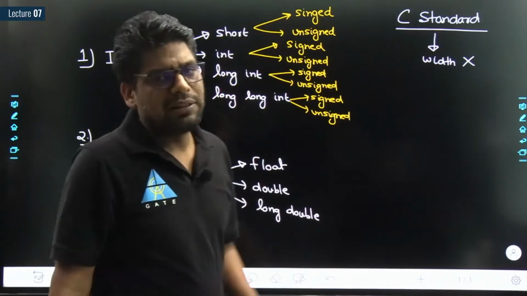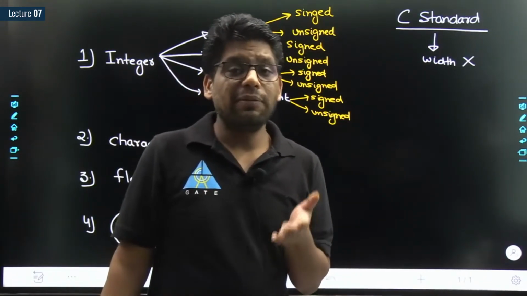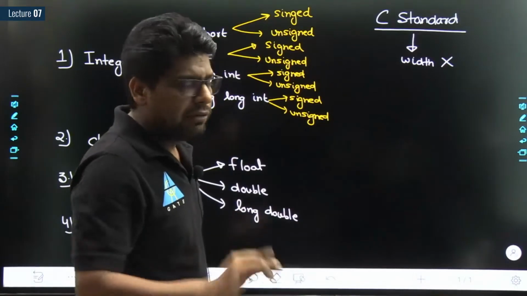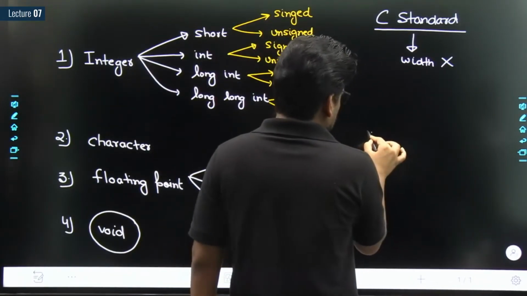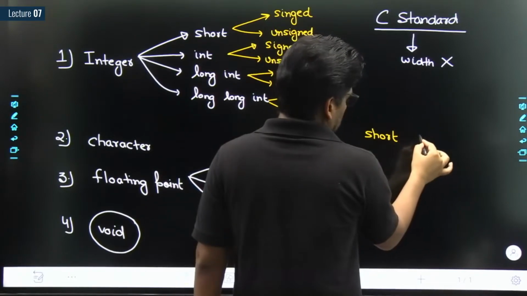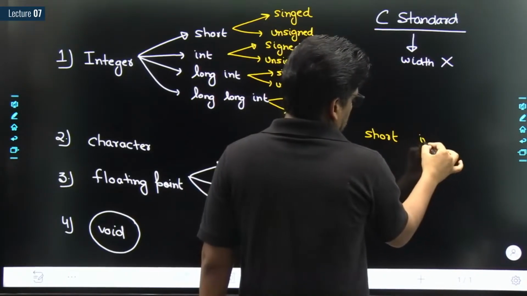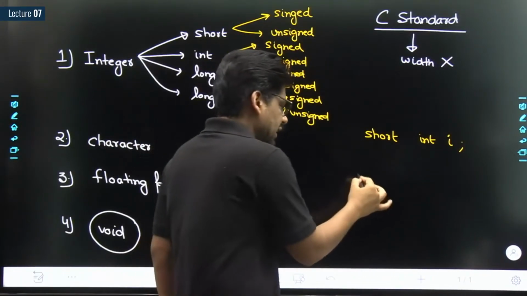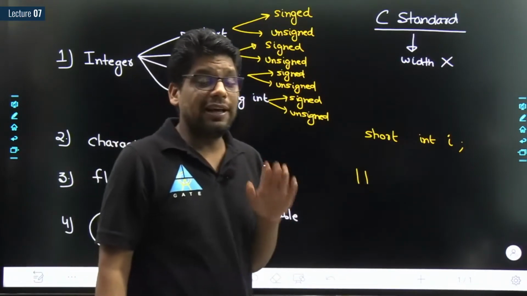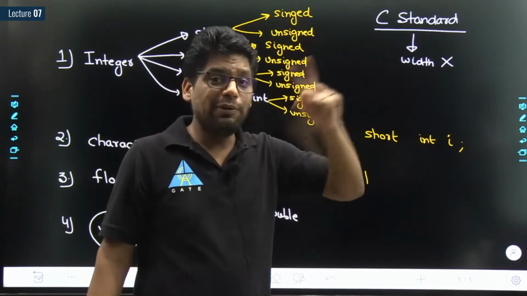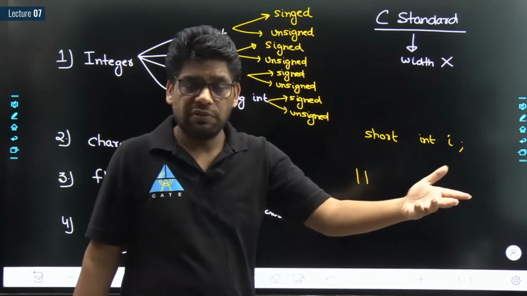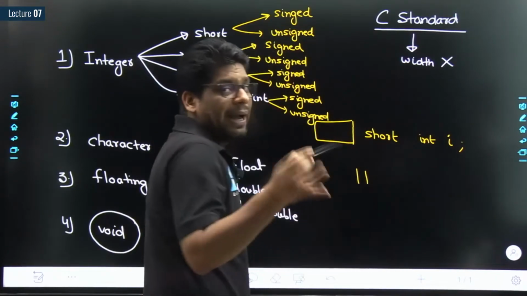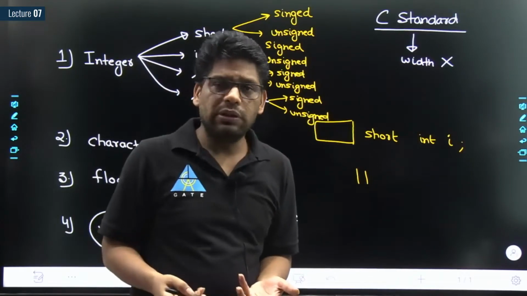You know it very well. In mathematics, what do you mean by signed? It means it could be positive or negative. If you write short int I, by default, if I ask you in mathematics what is 11, is it positive or negative? If there is no sign, the number is positive. But if we don't provide whether it is signed or unsigned, by default a number could be positive or negative both.